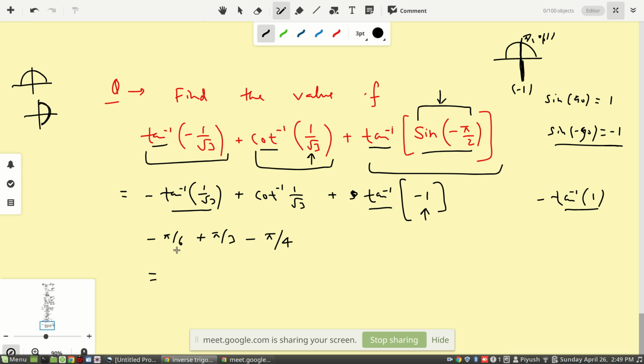So if you want to solve in value base, you can solve this. So pi by 6 means 30 degrees, minus 30, and this is plus 60, and this is minus 45.